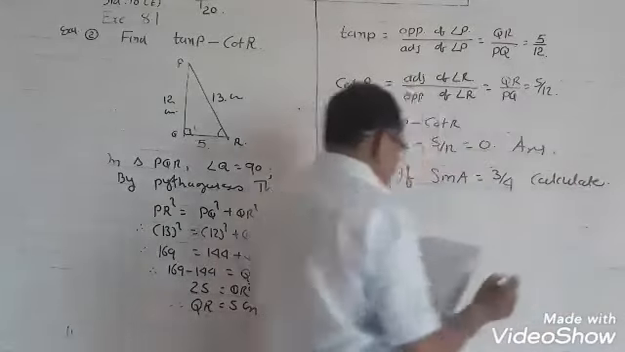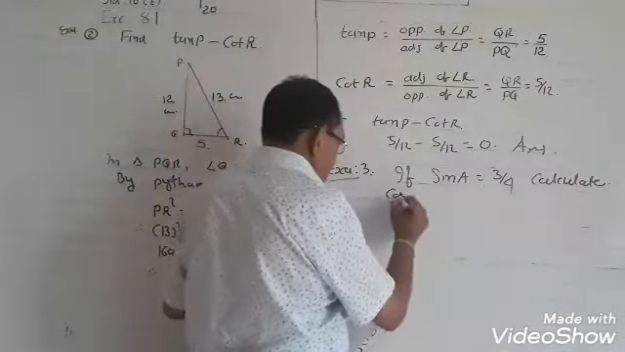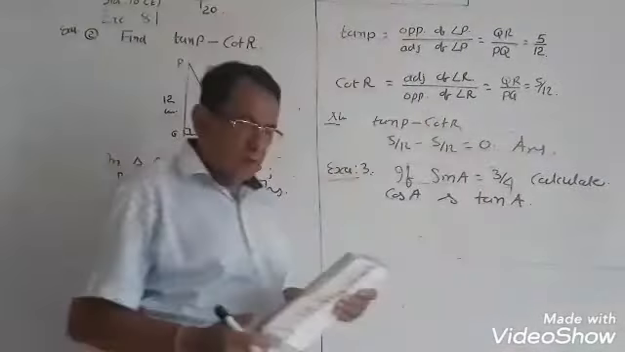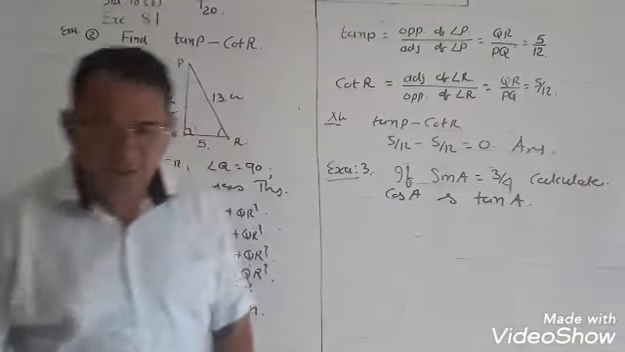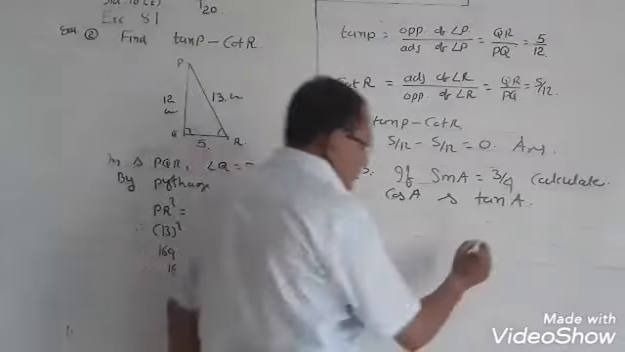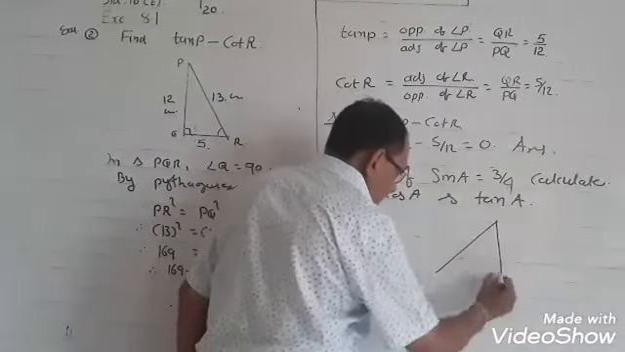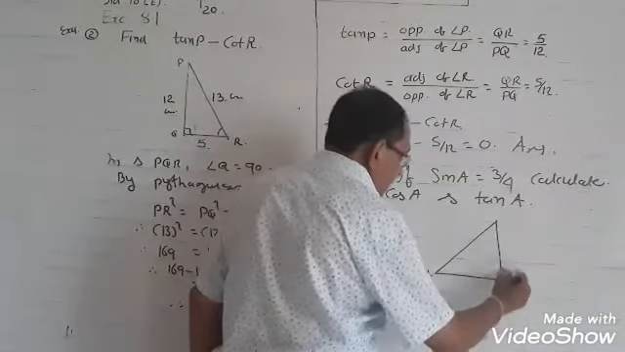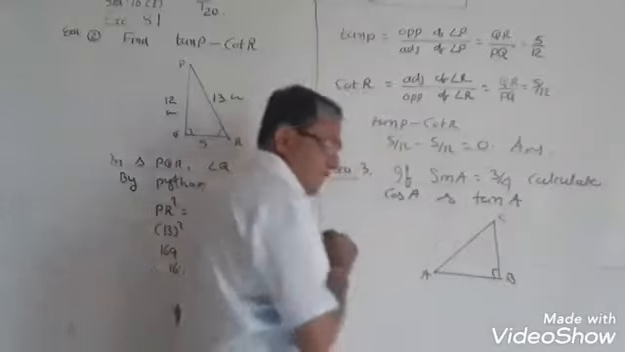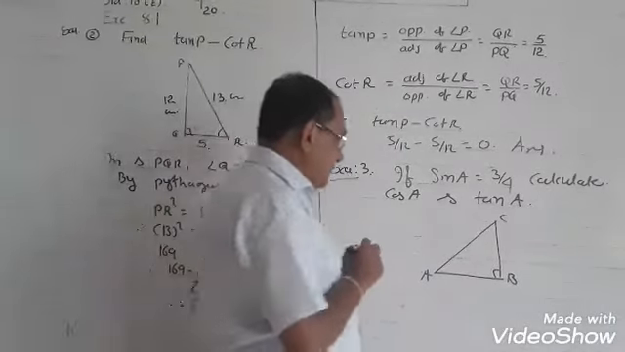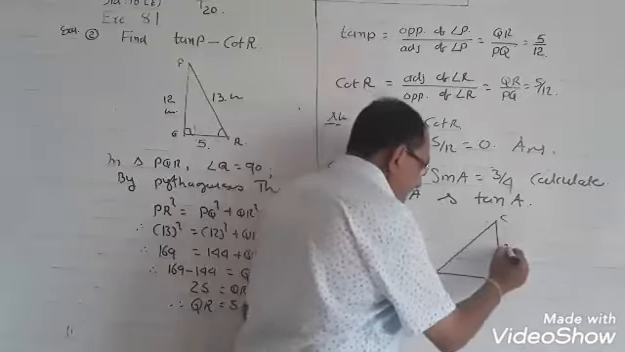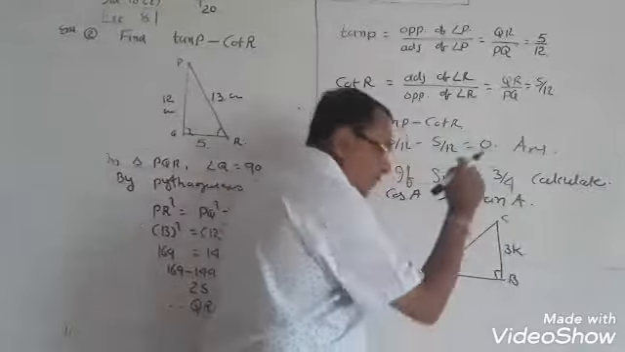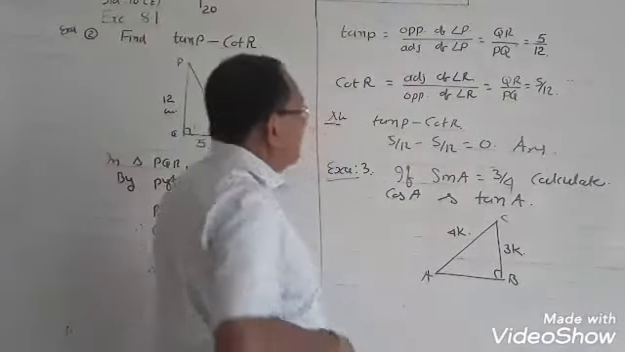and tan A. You have to find two ratios, cos A and tan A. First we find the third side. First of all, draw the figure. A, B, C. B is the right angle. The opposite side of A is 3K and the hypotenuse is 4K. From that find AB. Clear?